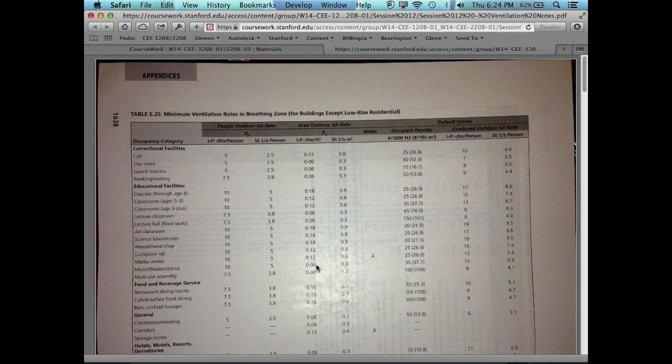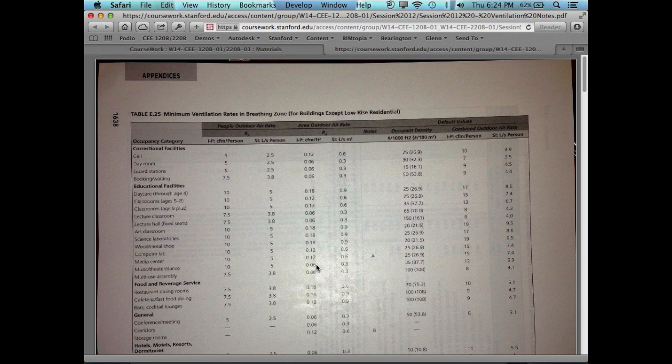So there are different ways of looking at this. We can look at it from a people standpoint, we can look at it from an air standpoint, and ultimately it should work out to about the same answer. Let's see if we can figure out the right notion. So let's say this space was a computer lab, like the space we're in now.